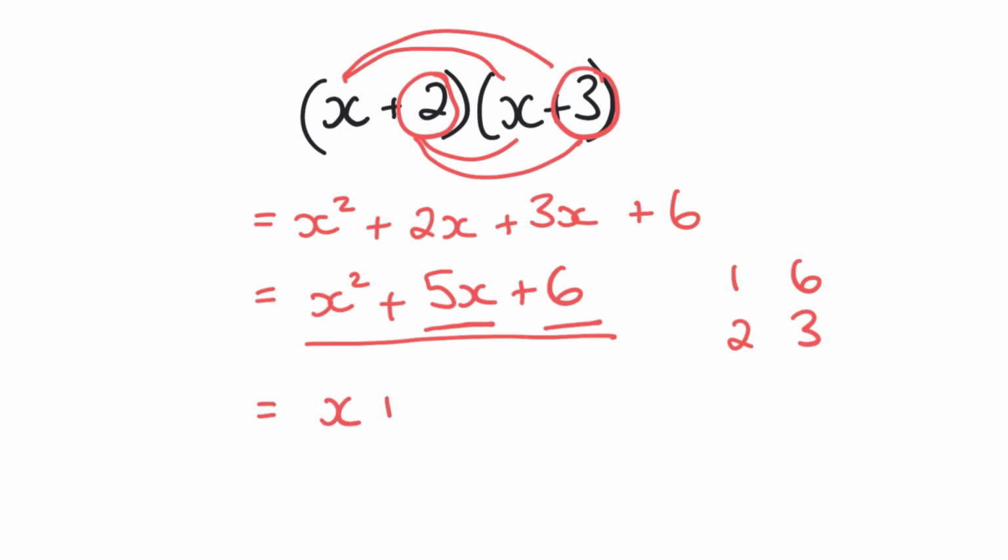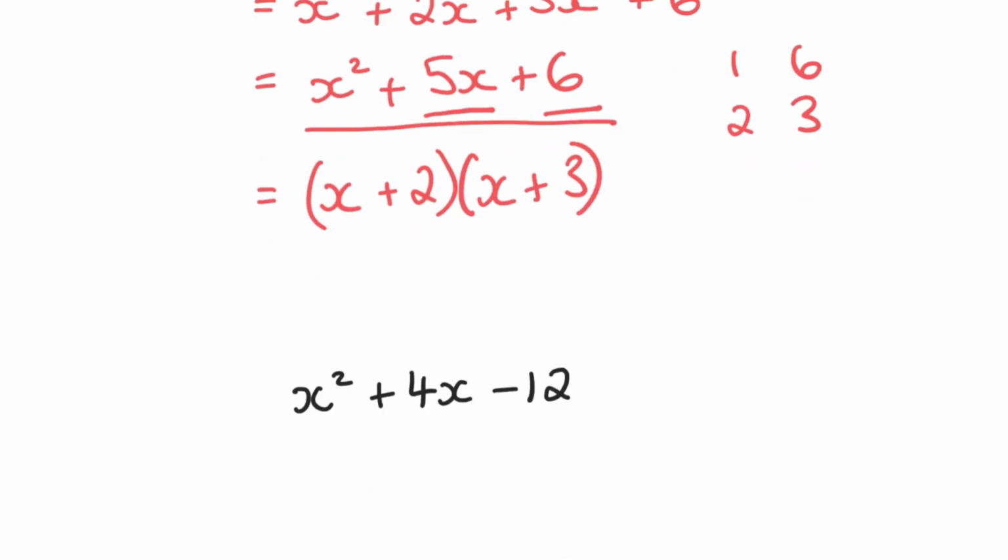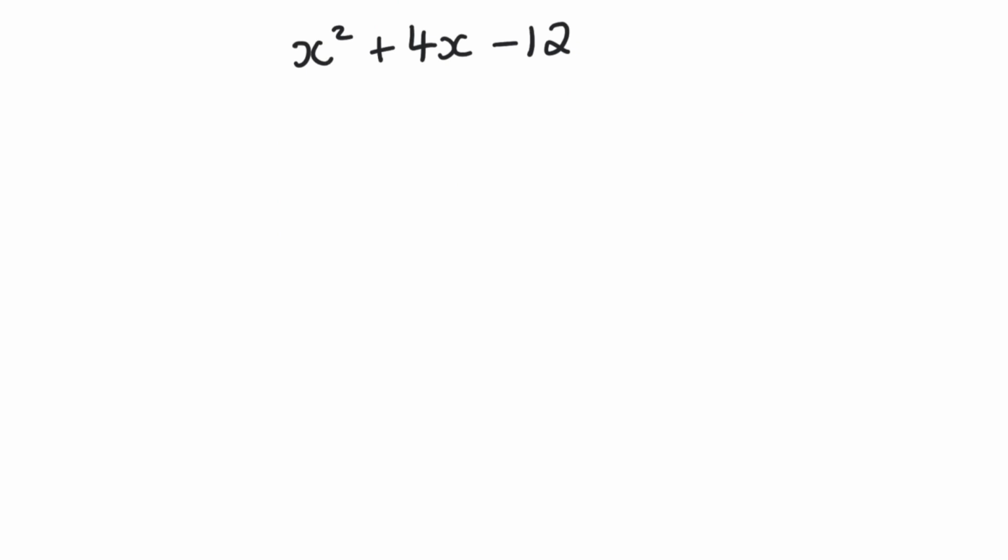So the first bracket will contain one of those numbers, and the second bracket will contain the other one of those numbers. So let's factorise this equation here. We've got x squared plus 4x minus 12. So we know that we're looking for two numbers that times together to make minus 12, but add together to make 4. So we've got 4 and 3, but their difference isn't 4. We've got 6 and 2.